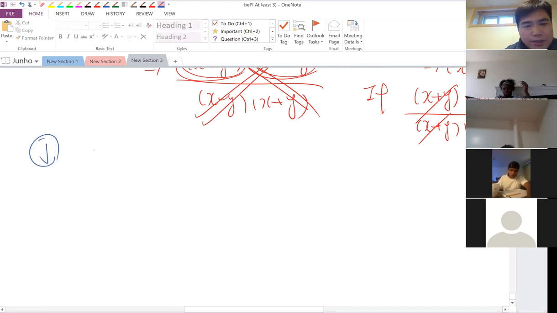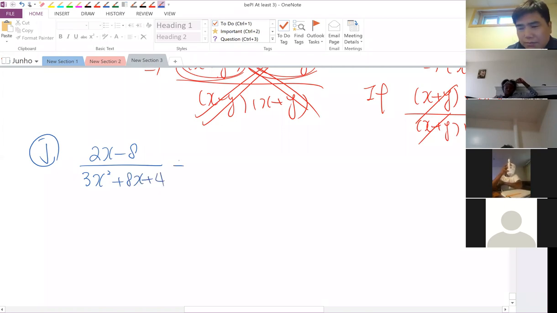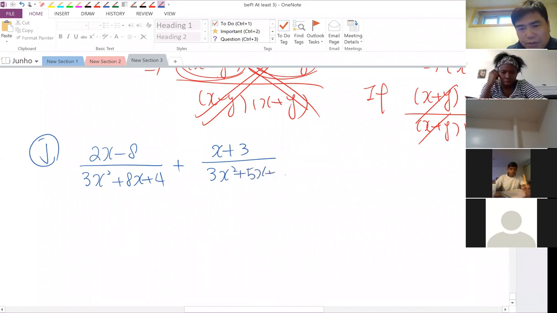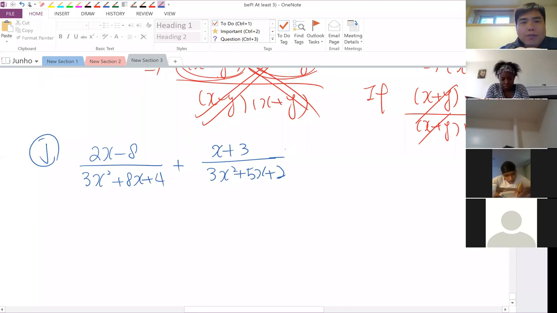J is 2x minus 8 over 3x squared plus 8x plus 4, plus x plus 3 over 3x squared plus 5x plus 2. Okay. Can you tell me what will be the first step?